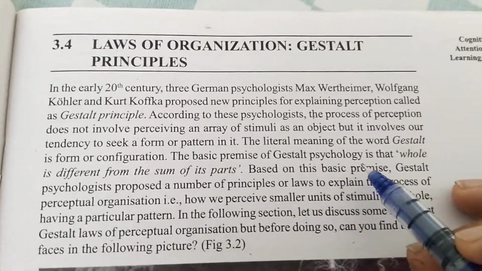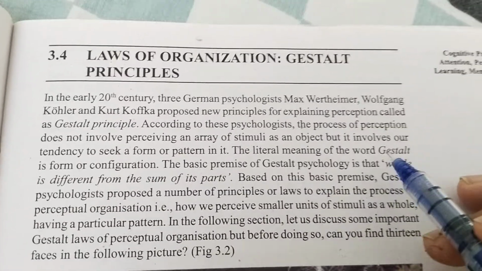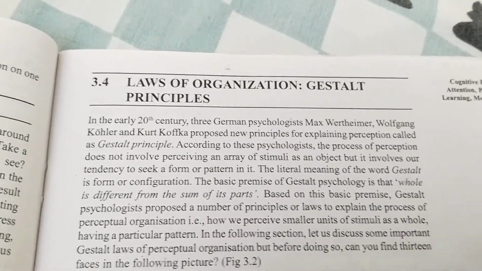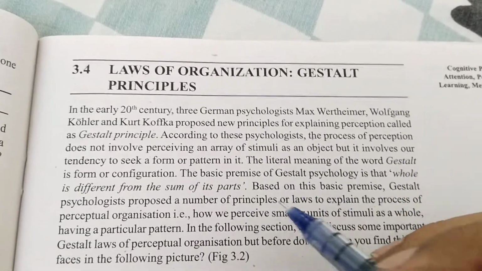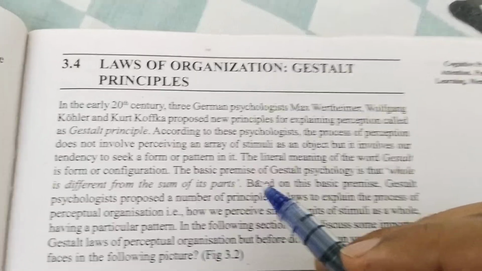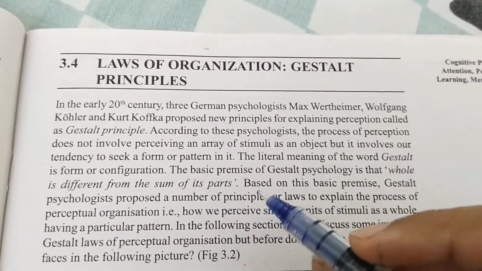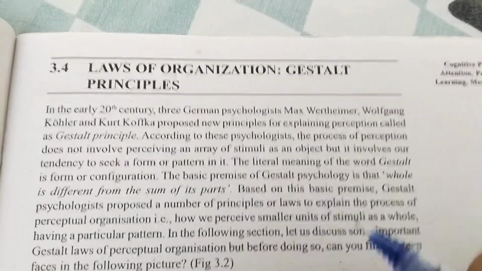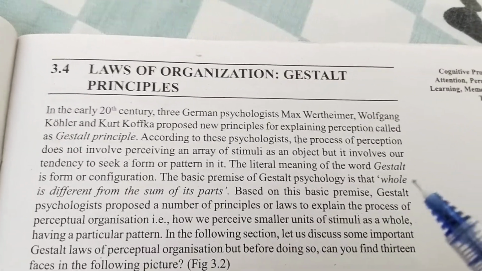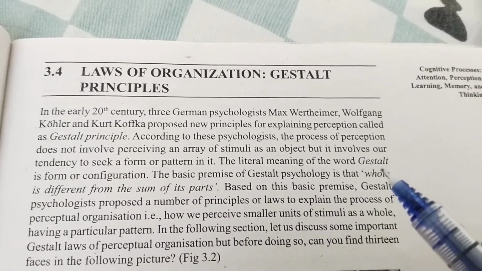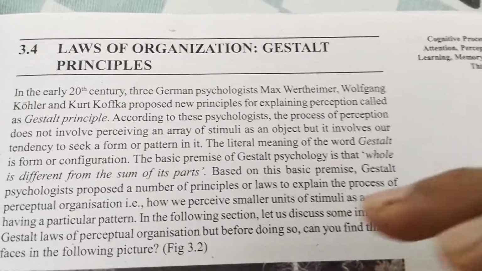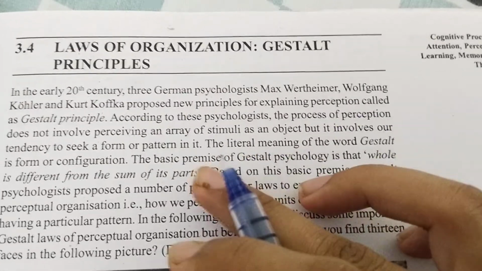The basic premise of Gestalt psychology is that, so the word Gestalt means configuration. It means how a group of things are arranged. This is what Gestalt means. The basic premise, what is basic premise? Premise is something different, but when it combines with basic, its form changes. So basic premise means what forms the basis of a theory or a plot. So what is the base of a theory? That's what basic premise means.